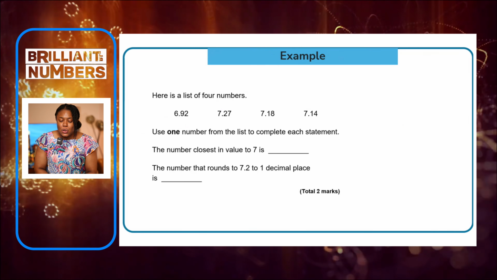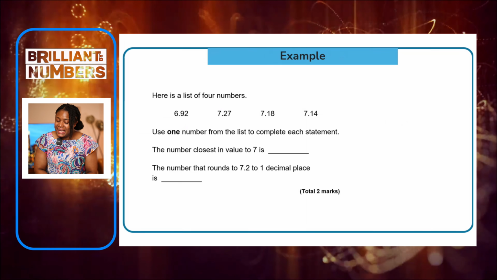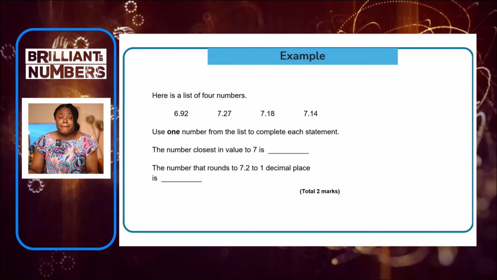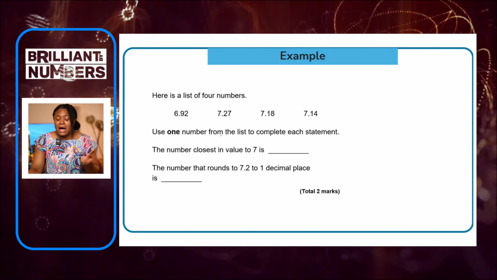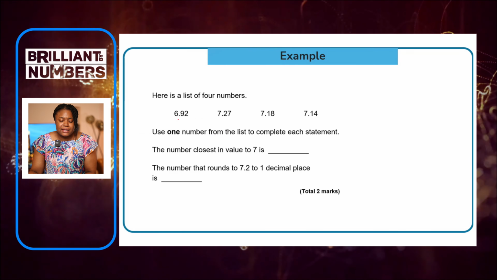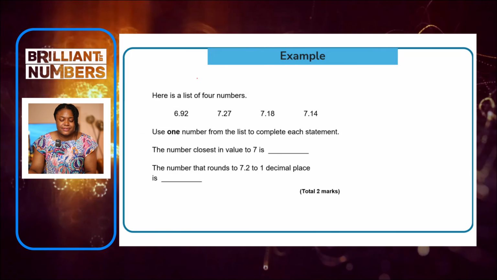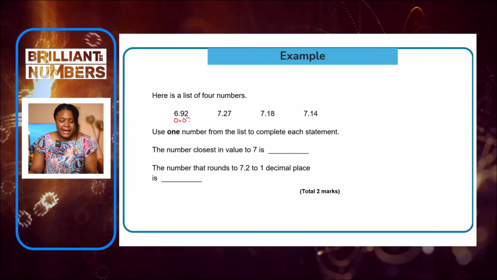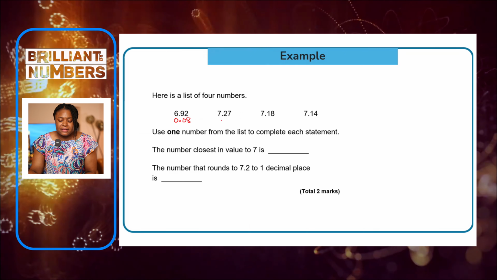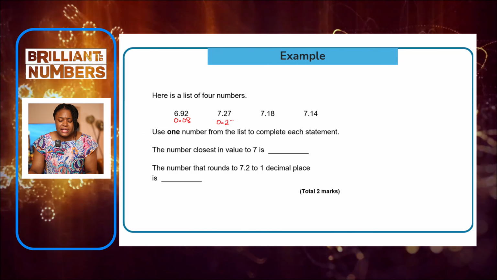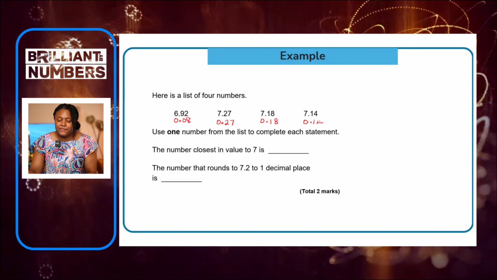The number closest in value to 7 is, so we want to find which number is closer in value to 7. The best way to do this is to find out how far away from 7 is each of the numbers. So if we look at 6.92, this is going to be 0.08 away. If we look at this one, 7.27 is 0.27 away, this one is 0.18 away, and this one is 0.14 away.